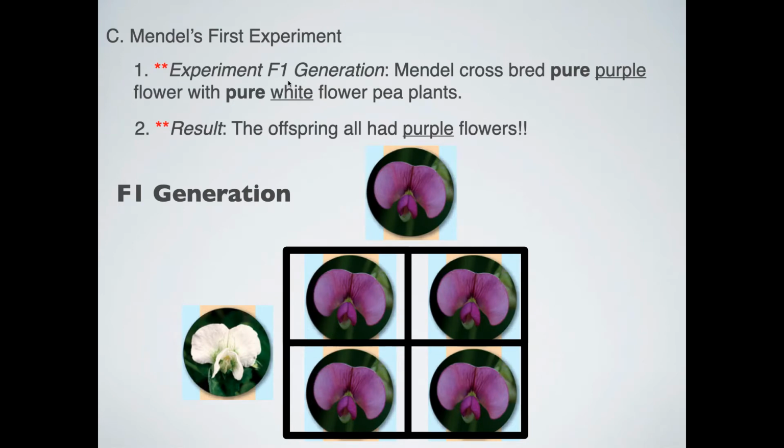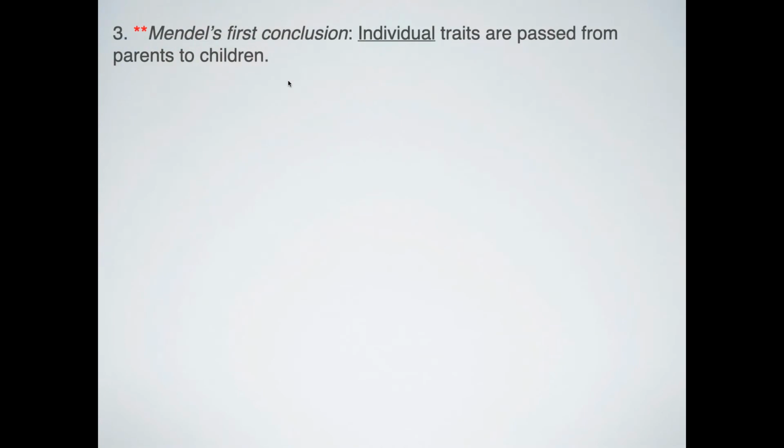And so what sort of conclusion can we draw from this? That's the big question. And thankfully, Mendel was smart. So Mendel's first conclusion, right? Individual traits are passed from parents to children. So he was just looking at one trait, not the other traits that he wasn't interested in. So again, we're only looking at flower color, but he still had all these other traits.